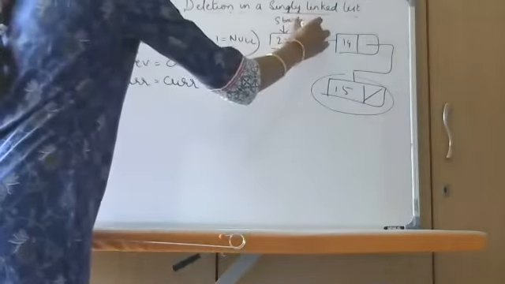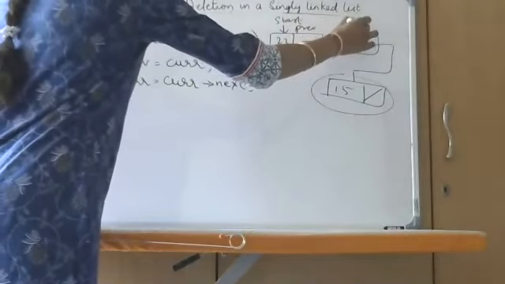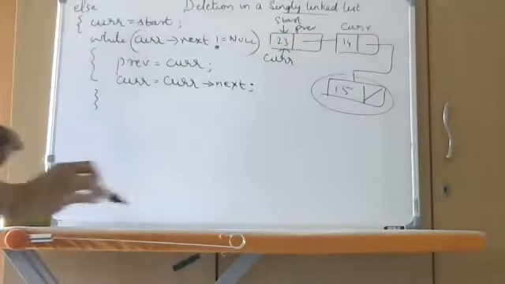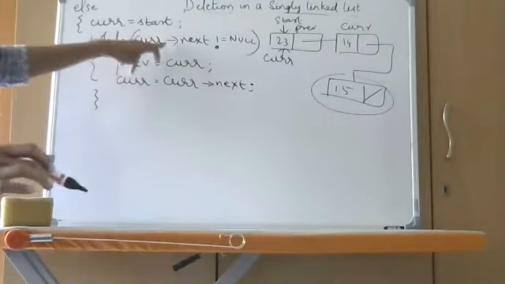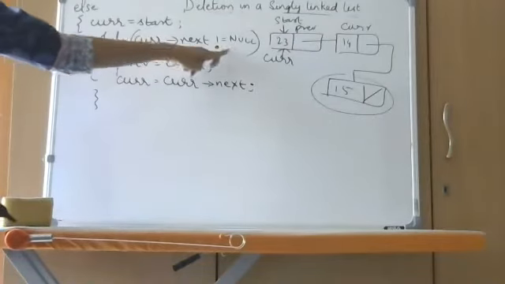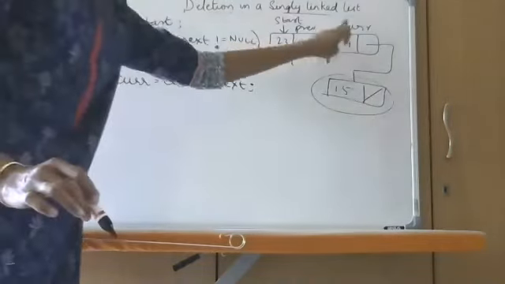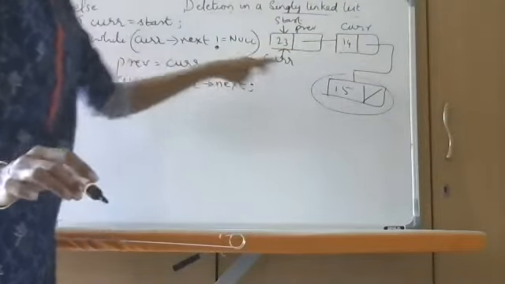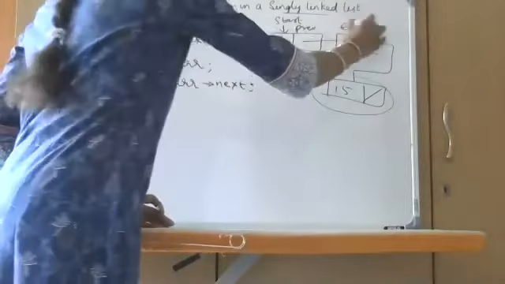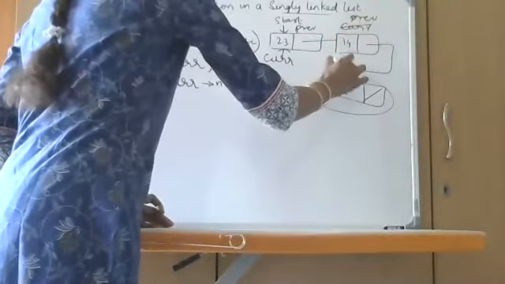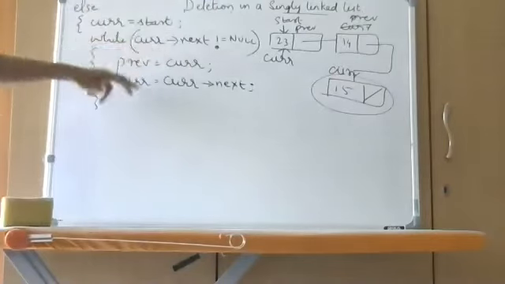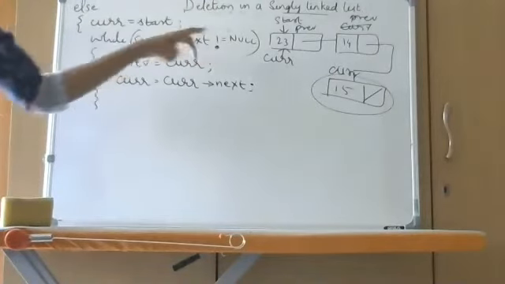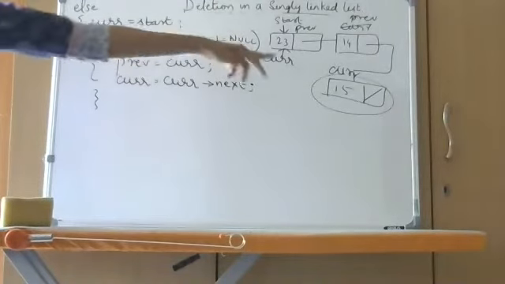That means this will become previous. Current is equal to current of next. This will become the current. Again I am checking. It will go back. Current of next is not equal to null. So current is this now. Current of next is not null. So again what will I do? Previous is equal to current. This will become previous. This will become current. I'll go on doing that until I arrive at the last node. Why? Because current of next will become null.